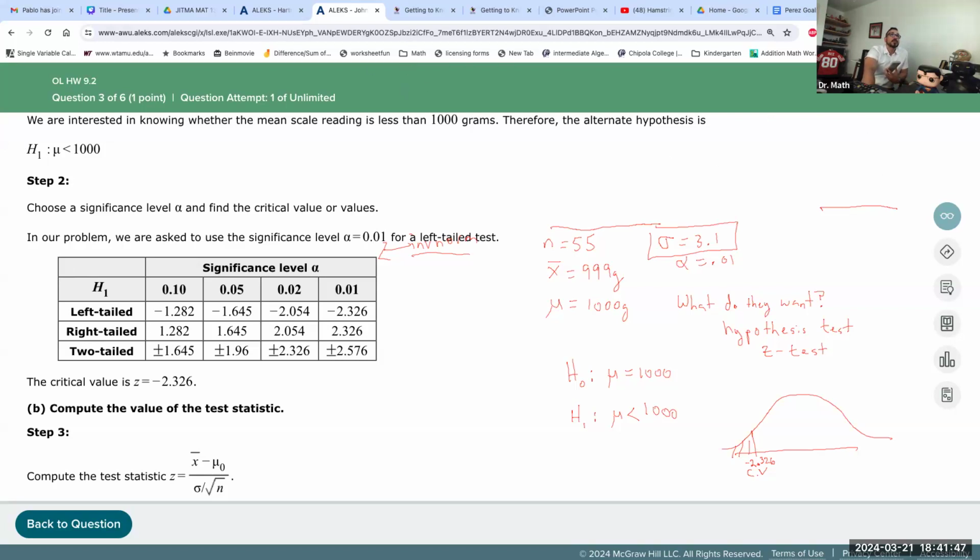All right. So if I look at this, negative 2.39, where is that? Is that to the left? Because it's really close to this, or is it to the right?